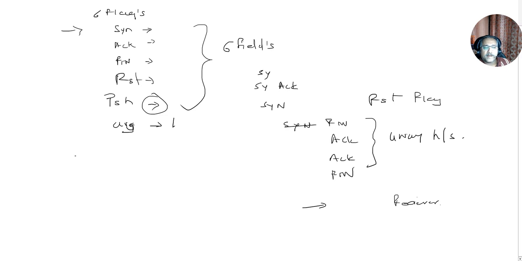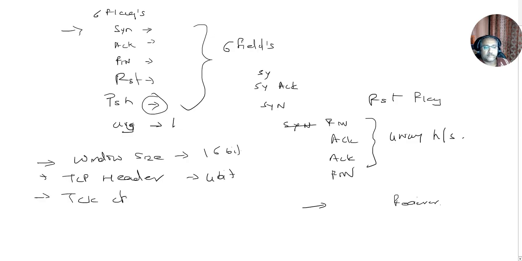Okay. Next comes window size. As I told you, the TCP has a window size field, for flow control, of 16-bit. Then your TCP header length, it will be of 4-bit, and TCP checksum, and this is of 16-bit.